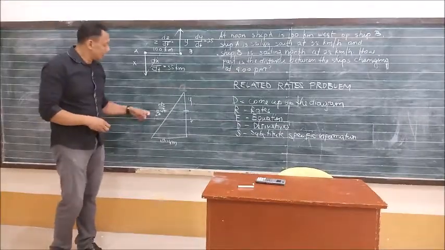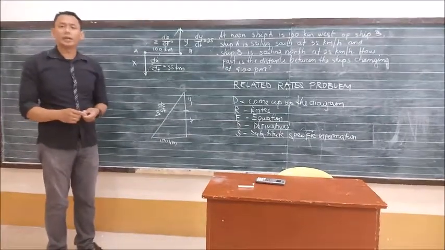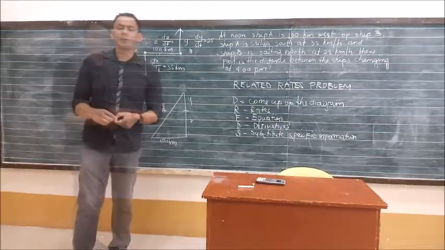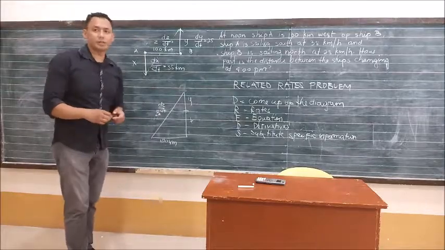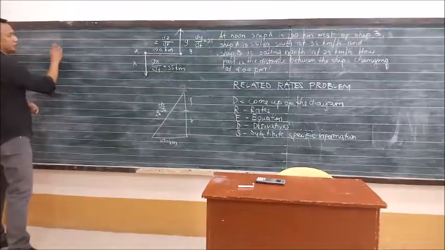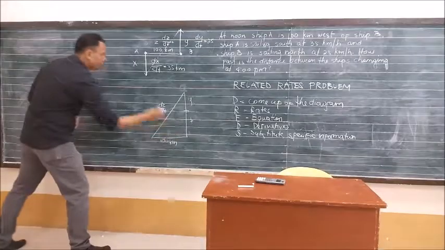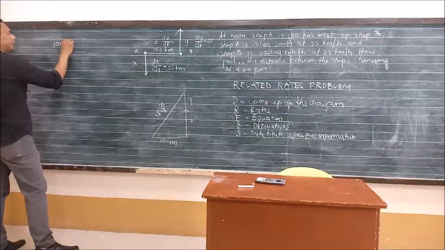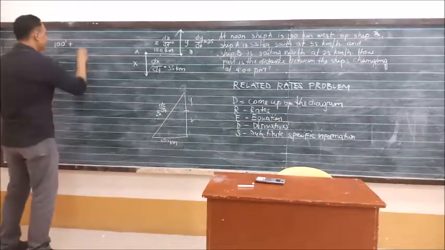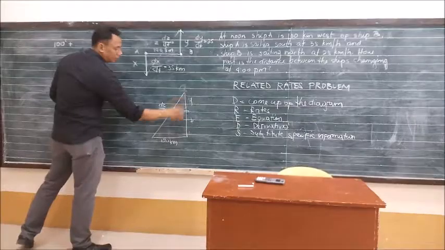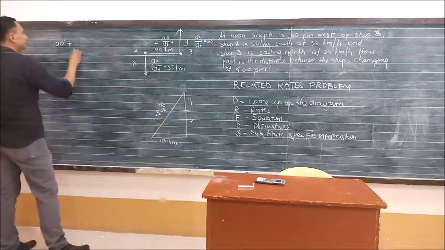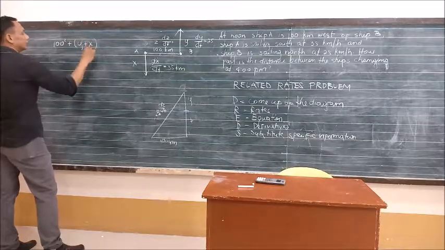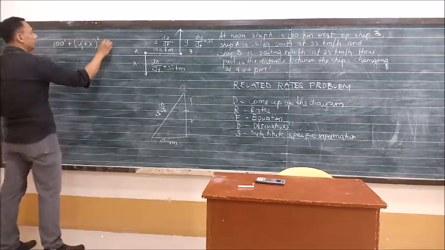And notice this is a right triangle, and we can use the Pythagorean Theorem to solve. Since we can use the Pythagorean Theorem, now we can come up with an equation like this: this side is 100 squared plus the other leg of the triangle, which is y plus x, squared, is equal to z squared.